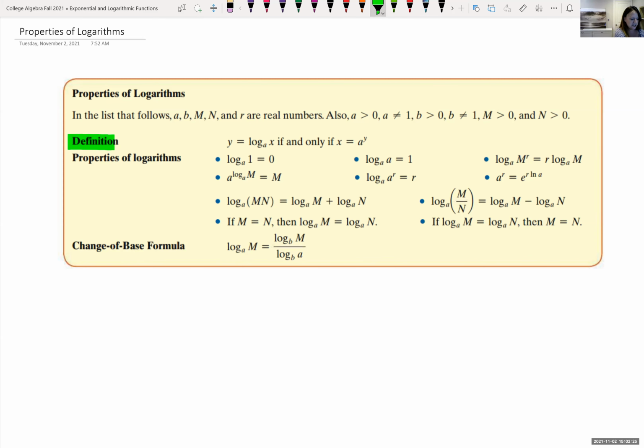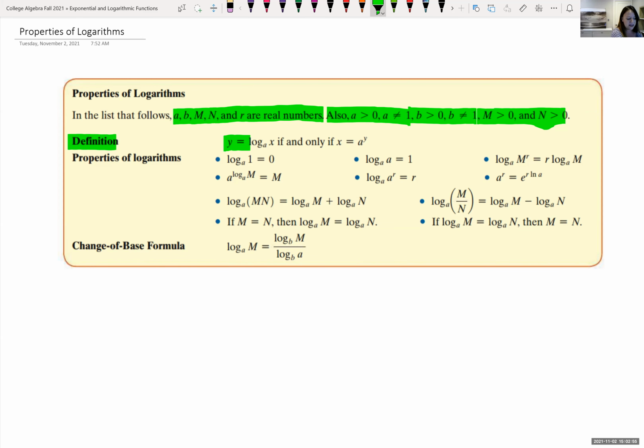And so we have our definition here, but a couple of things have to hold in order for us to use this definition. The following have to hold: a, b, capital M and N, and r, all real numbers. a has to be greater than 0, a can't be 1, b has to be greater than 0, b can't be 1. And what we're taking the log or natural log of, that value has to be bigger than 0. If those stipulations hold, we have y equals log base a of x if and only if x is equal to a to the y.